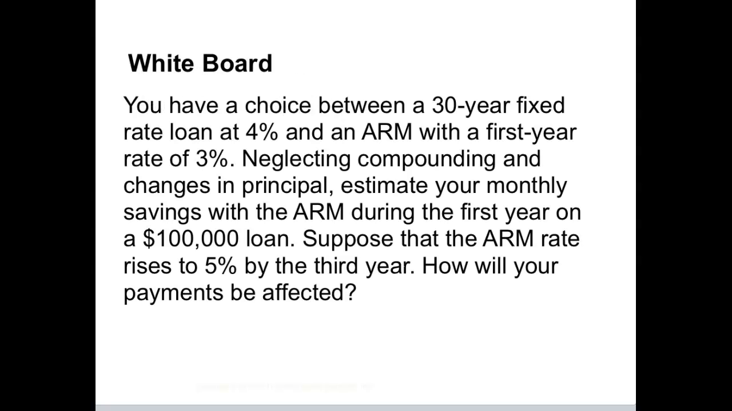All right. You have a choice between a 30-year fixed rate loan at 4% and an adjustable rate mortgage with a first-year rate of 3%. Neglecting compounding and changes in principal, estimate your monthly savings with the adjustable rate mortgage during the first year on a $100,000 loan. Suppose that the adjustable rate mortgage rises to 5% by the third year. How will your payments be affected? All right, and this is our last one.